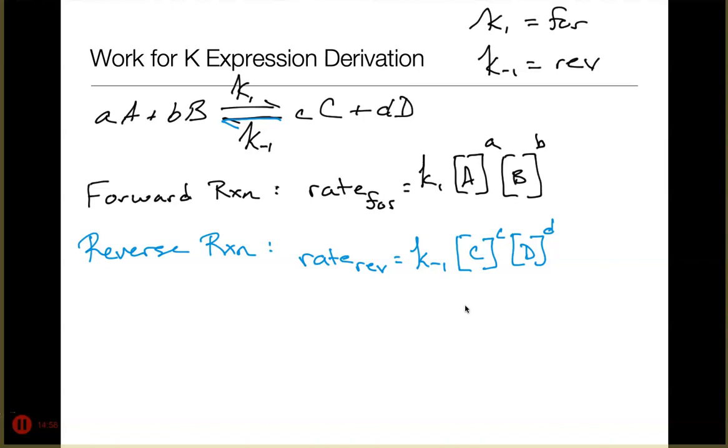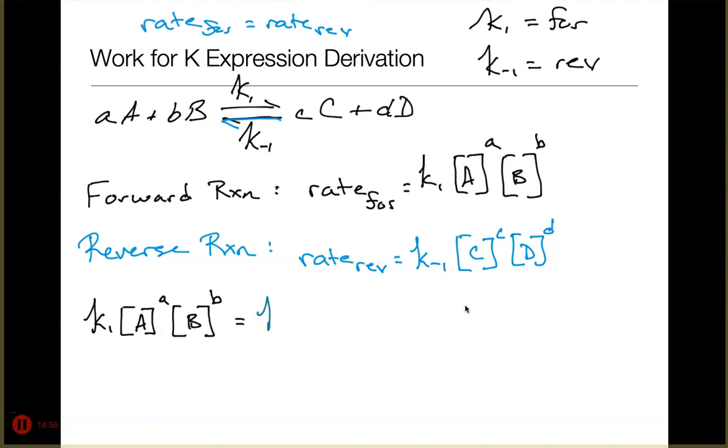So let's first bring in this idea that at equilibrium, rate forward must equal rate reverse. That is the definition of dynamic equilibrium. Well, I have a rate forward and a rate reverse. Let's set them equal to each other. So I'll keep black for the forward. So there's my K1, A to the ath, B to the bth. That is equal to the reverse reaction, so there's my K minus 1, C to the cth, and D to the dth.